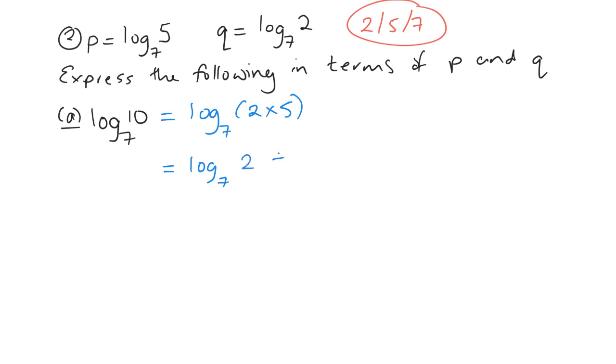It's adding then, because we're going to multiply here. So we get the log of 2 to the base 7 plus the log of 5 to the base 7. We know that that is q, and we know that the log of 5 is p, so we can write that as q plus p. If you did it the other way around and had p plus q, that's absolutely fine too.